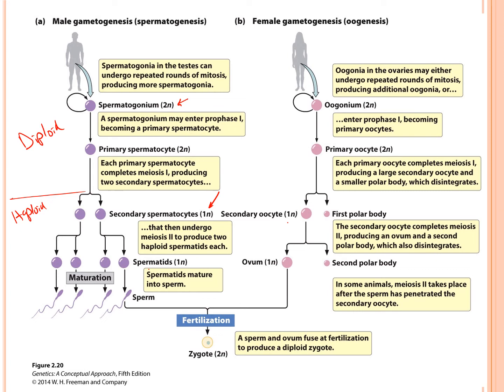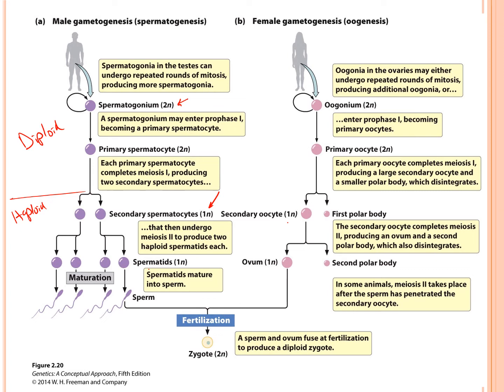It does not have the necessary information. It does not have enough chromosomes to do that. So now that we're haploid, we're no longer a living organism. We have half of the information to form said organism.